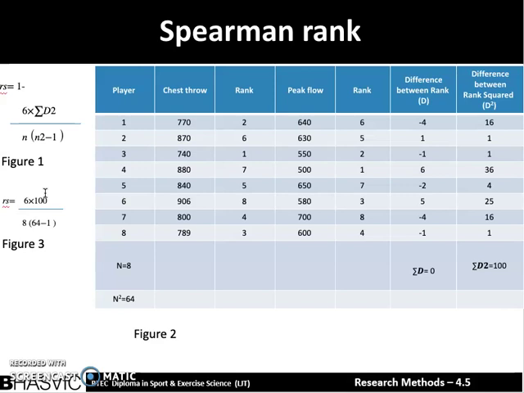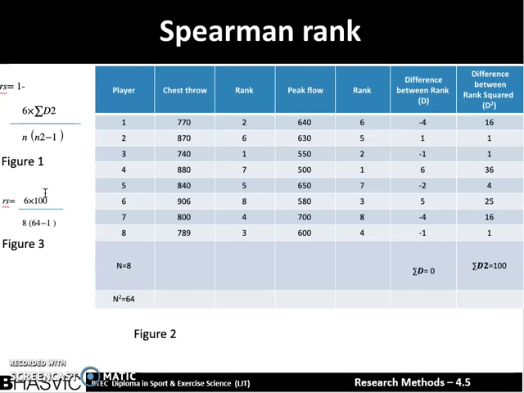The equation is in figure 1 and figure 2 shows the table of data. First we have to rank each score into ascending order. The second and fourth columns show chest throw and peak flow for 8 participants. We rank both the columns into their individual ascending ranks. We then find the difference between each of the ranks. The sum of the difference between each rank should always be 0.